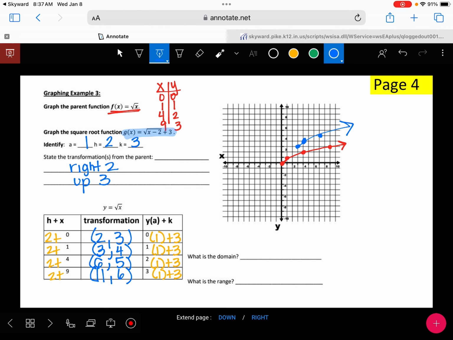So the last thing we need to do is write our domain. Did I miss anybody passing out the homework?